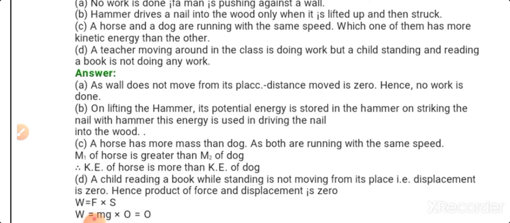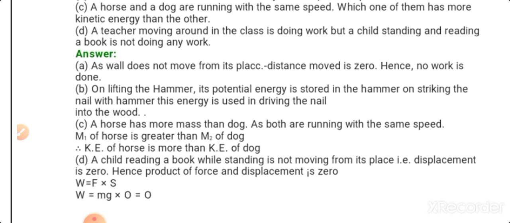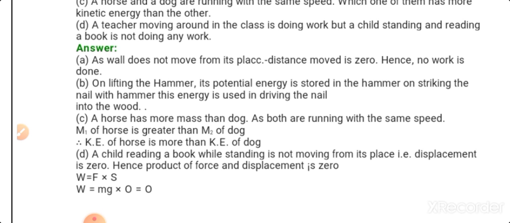A horse and a dog are running with the same speed. Which one of them has more kinetic energy than the other? See, compare a horse and a dog. The one which is having more mass will have more kinetic energy. So automatically a horse is going to have more mass than a dog. So the kinetic energy of a horse will automatically be more than that of a dog.